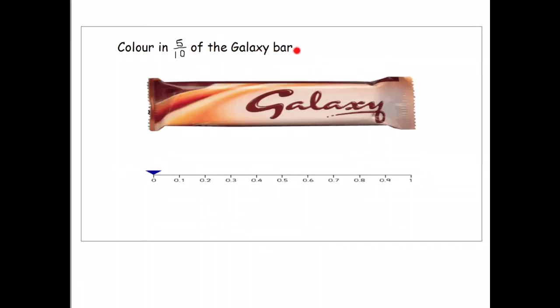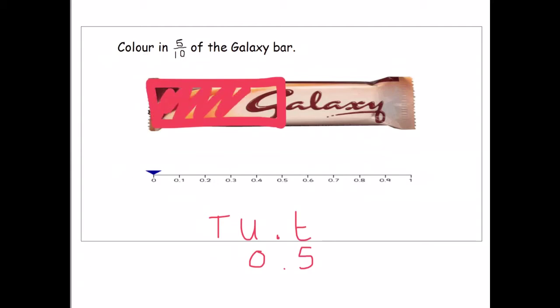Colour 5/10 of the galaxy bar. So again, if we think of our place value headings, you've got tens, units, decimal point, tenths. We're asked to colour in 5/10. So 5 in my tenths and everything else is 0. So that's 0.5, which is 5/10. So I go along my number line to 5/10, and there is the section I will colour in, which is exactly the same as 1/2. So 1/2 is 5/10, which is 0.5.